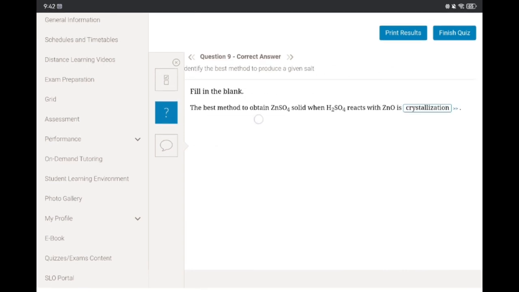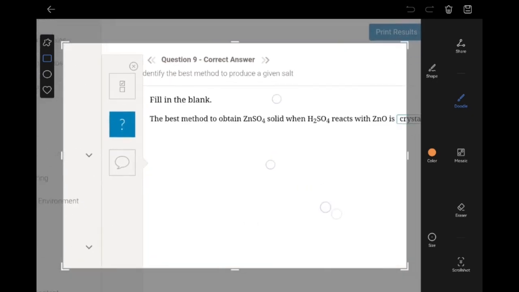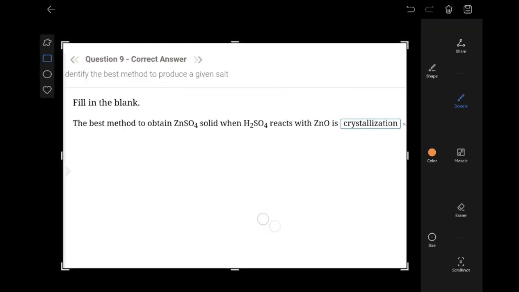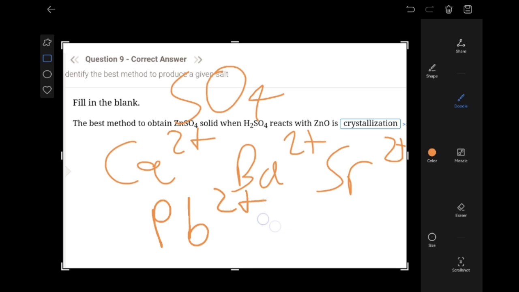To obtain ZnSO4 solid, when H2SO4 reacts with ZnO, it is crystalline. Here's the thing. Even I got it wrong the first time, because you're going to think, oh, you're trying to get a solid, it's going to be precipitation. But no, because remember the exceptions for SO4, the solubility rules. It's soluble with everything except for calcium, barium, strontium, lead. Capacitor and lead, that's how I memorized. Zinc isn't any of them, so it's soluble.